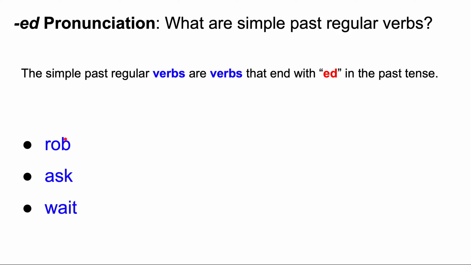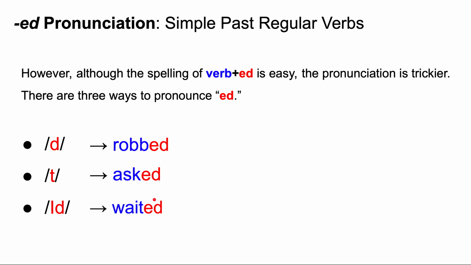For example, rob, robbed, ed. Ask, asked, ed. Wait, waited, ed. However, although the spelling of verb plus ed is easy, the pronunciation is trickier. There are three ways to pronounce ed. These are d, t, and id. D, for example, robbed. T, for example, asked. And id, for example, waited.